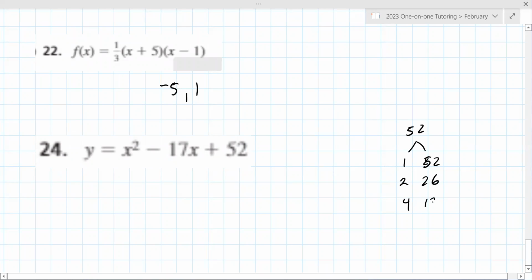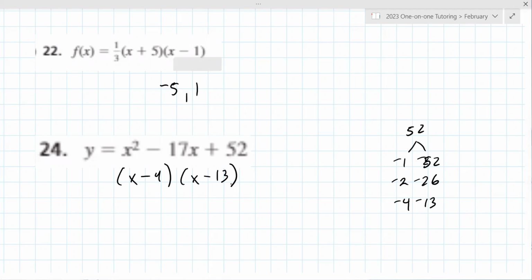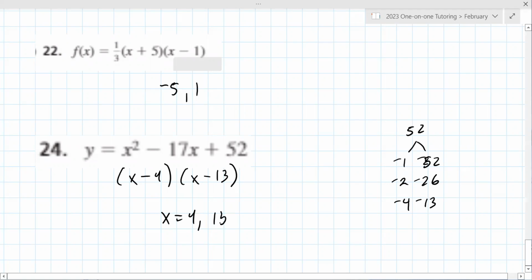You have to do the multiply thing. Yeah. 4 and 13. So negative 4 and negative 13 adds to be negative 7. So then x minus 4 and x minus 13. So then the zeros would be 4 and 13. That's right. Okay, 26. Is 26 part of the same grouping? Yeah, it is.